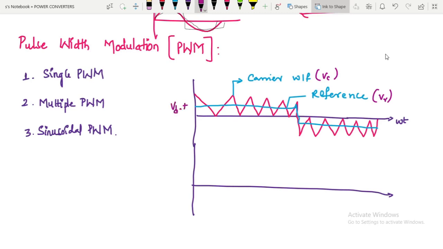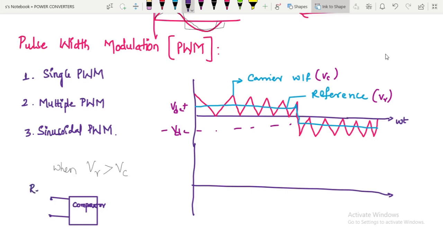Let us say plus VDC here and minus VDC here. If you clearly observe this, when VR, the reference voltage, is greater than VC, the carrier voltage, we are going to get a pulse here. These two waveforms will be sent into a comparator, which can be op-amp based or diode based. So we give the reference voltage and carrier voltage as inputs to the comparator, and the comparator gives the pulse as output when the reference voltage is greater than the carrier voltage.